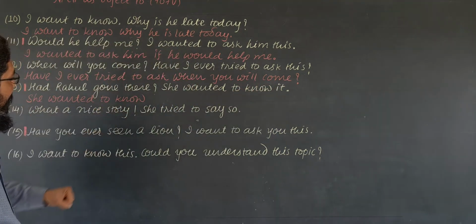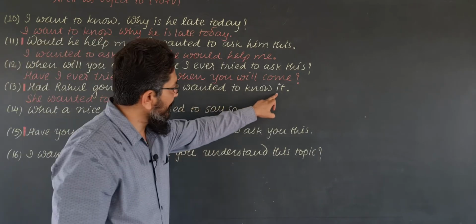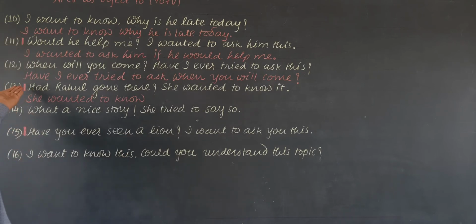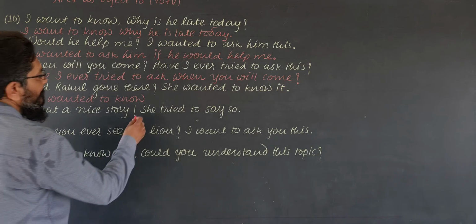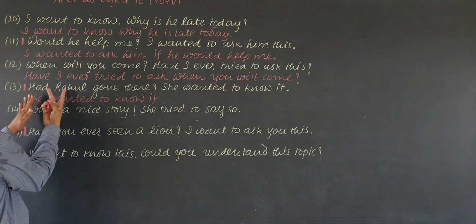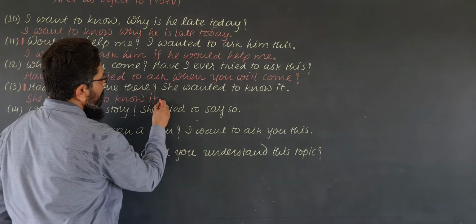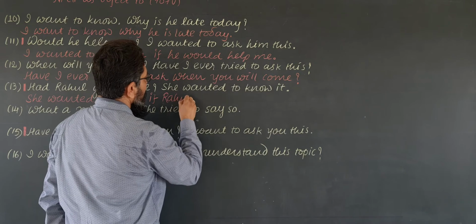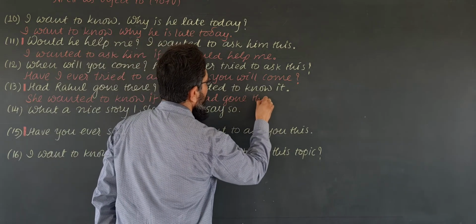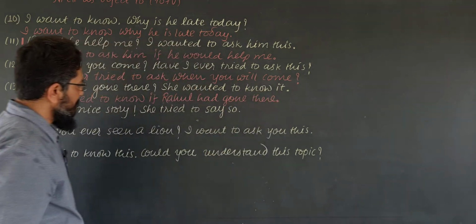Had Rahul gone there? Now this it, here it will be either that or if. When is it that? If the sentence is assertive. When is it if? If the sentence is interrogative. A WH word has not been given, otherwise we would have used the WH word, but here it will be if. It will be in the subject finite verb format. If Rahul had gone there. So, this is the answer.